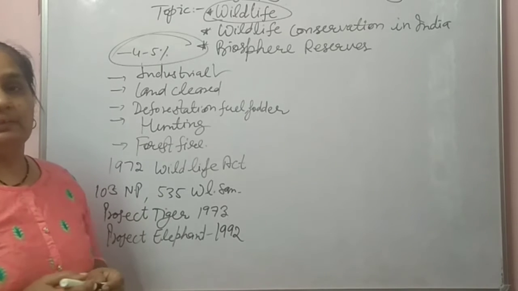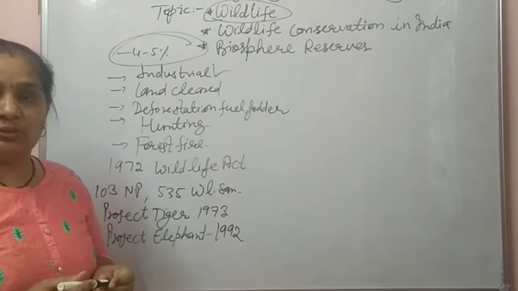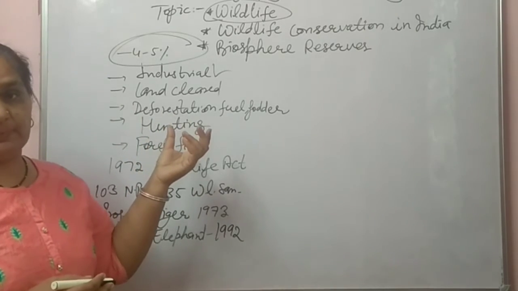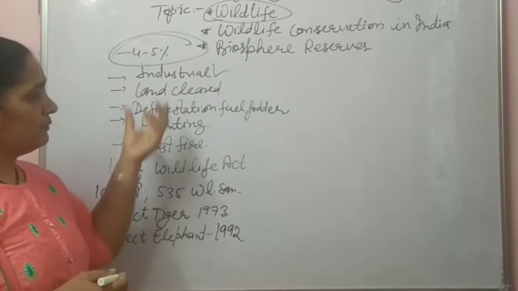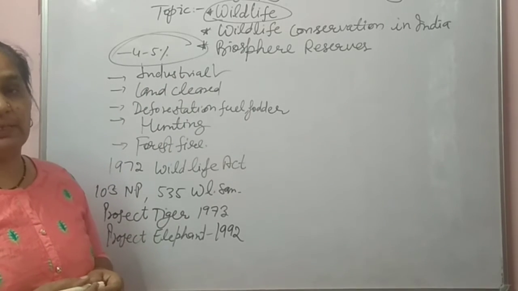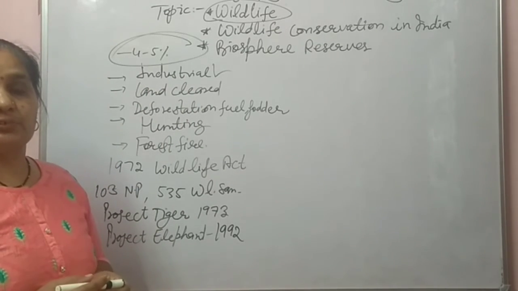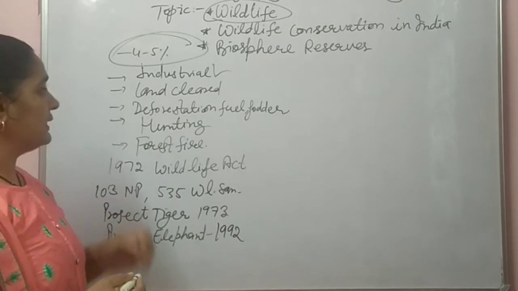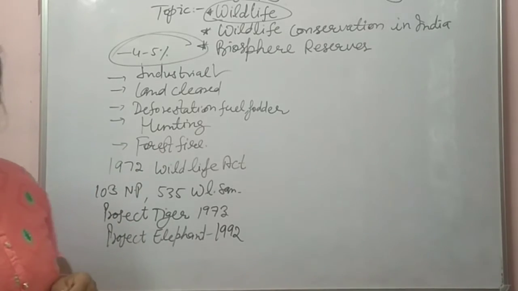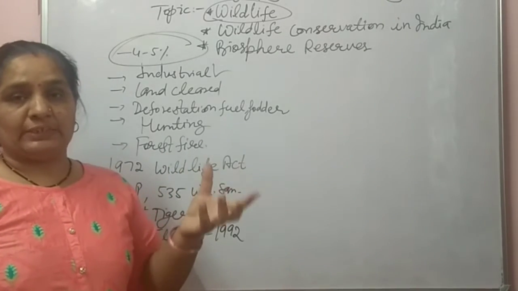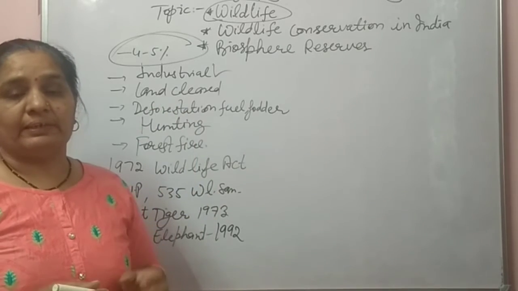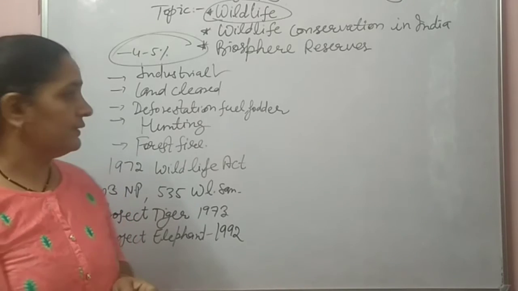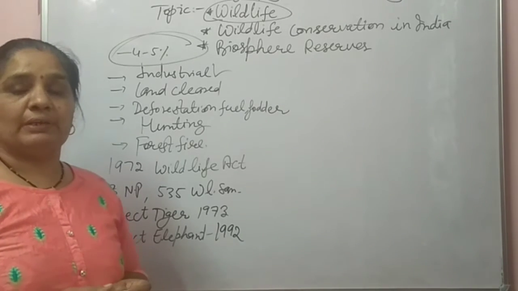Industrial development is the main cause behind the danger to wildlife. Due to industrialization, most of the forests are cleared to fulfill the demand of the industries, to feed them. And the construction of railways was also a main cause. Next one is land clearing. Land is cleared for the establishment of buildings, roads, bridges, and some land is also cleared for agricultural activities.